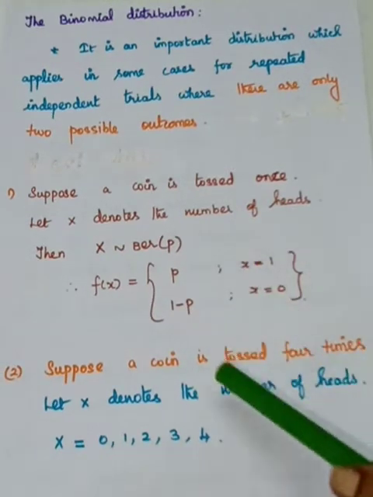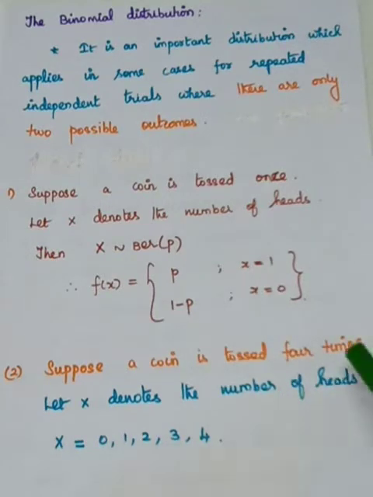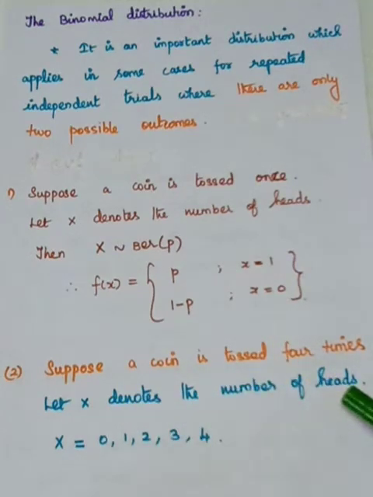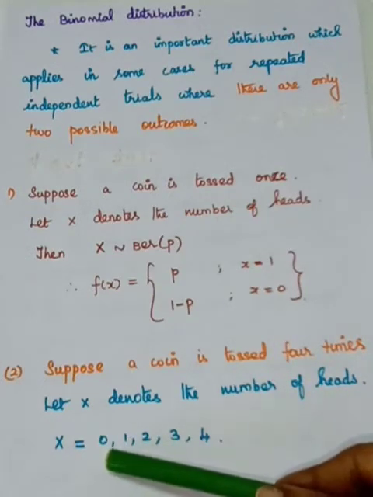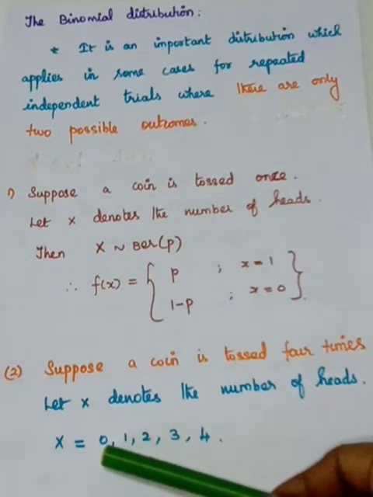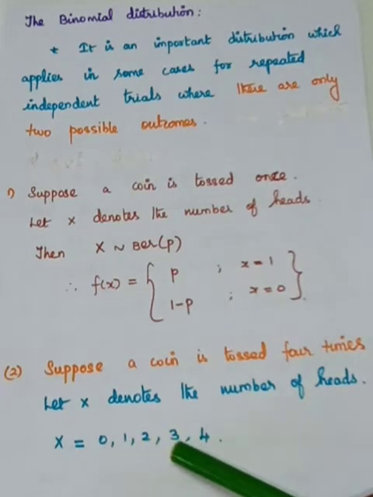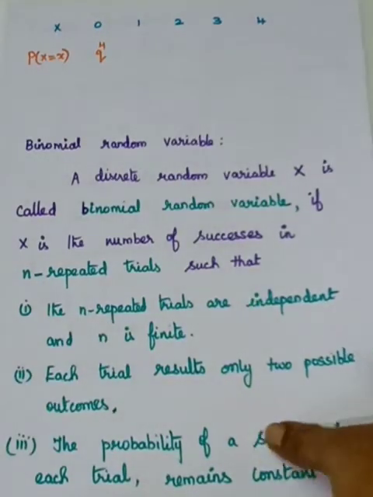Now suppose this trial is repeated 4 times, suppose a coin is tossed 4 times. Here also x denotes the number of heads. Therefore the values of x: 0, that is, in the 4 tosses you are not getting a head; number of heads is 1, 2, 3, or 4. You can have this many values. So we are going to find the probability.